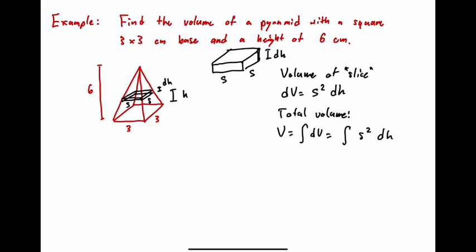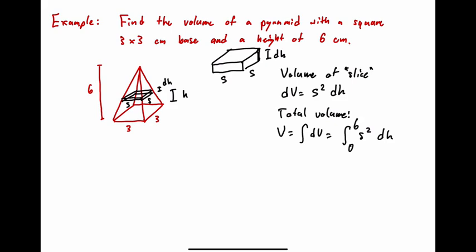Now let's think of the limits of integration here. We are integrating with respect to the variable h. So in order to get the total volume, I need to think of the limit values of h. Where does h begin and where does h end? Well, h is the height of this slice, and I need to start when these slices are right at the base of the pyramid. That's h equals 0. And then I continue integrating until I get to the top of the pyramid. That's h equals 6. So the limits of integration are from 0 to 6.